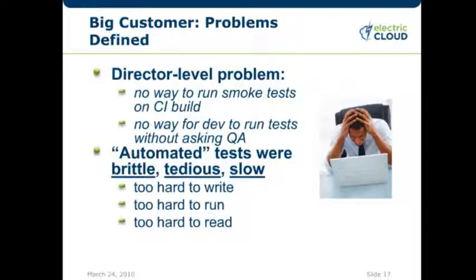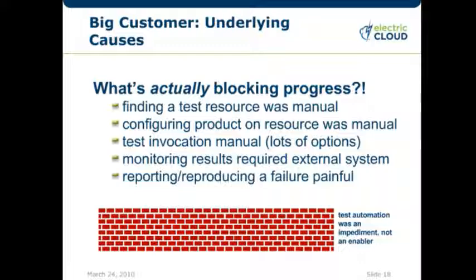So the automated tests, although for the QA group, when they manually pushed a button, some things happened automatically after that. When you really looked at it, it was not automated end to end, and it wasn't available to everybody to run automatically. And the tests themselves were just too hard to run and too hard to get the results back. So when we looked at it, well, why is that the case? They said, well, okay, when we want to run one of these automatic tests, you actually had to manually provision the resource you were going to run the tests on.